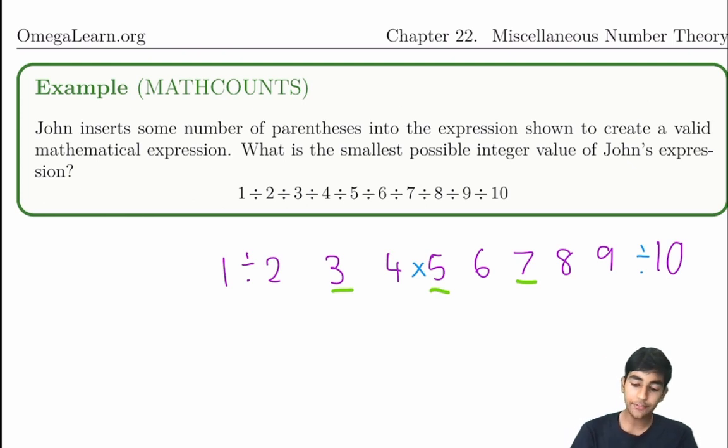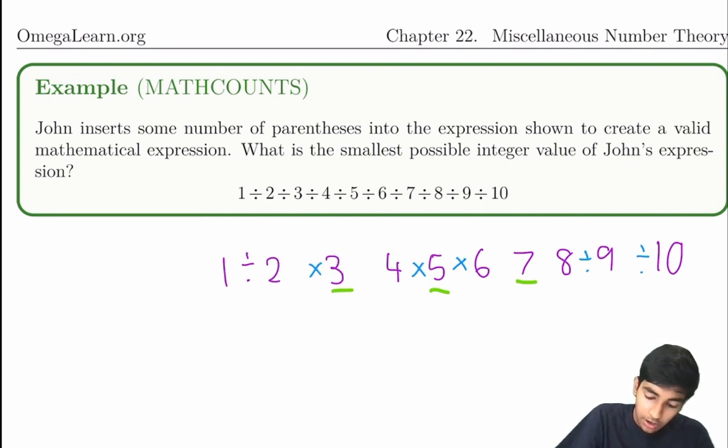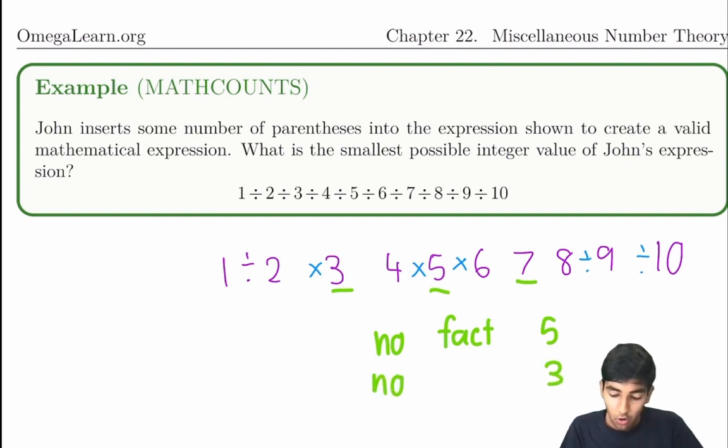Okay, now let's look at the factor of 3. Which of these numbers are divisible by 3? 3, 6, and 9. 3 and 6 each have one factor of 3, 9 has 2. So what we can do is say times 3 times 6 divided by 9. And that way, we're left with no factors of 3. So no factors of 5, no factors of 3. Now, what about 2?